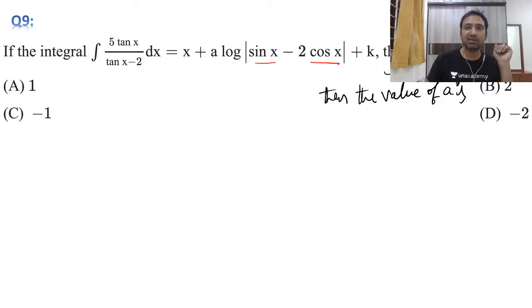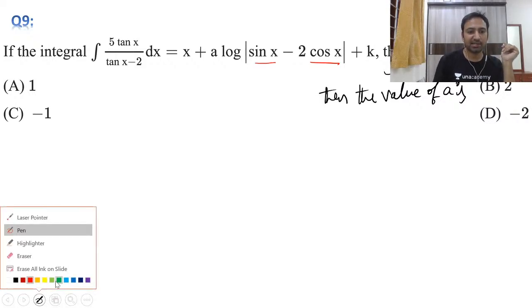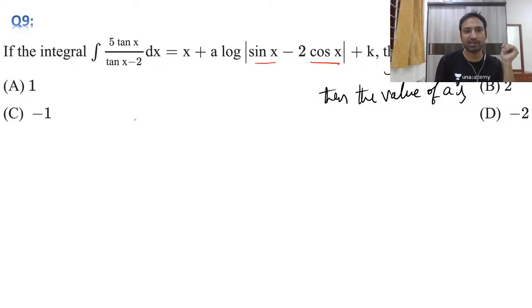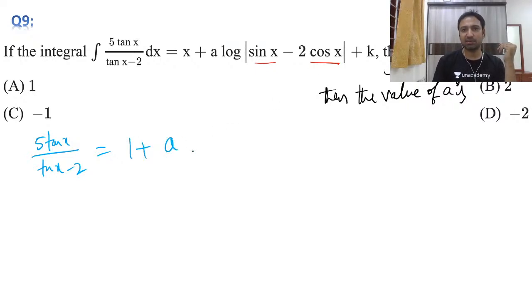That is one method. Otherwise, you can differentiate it, guys. You can differentiate both left hand side and right hand side and compare them. Let's see what I get. If I differentiate both sides, differentiation and integration get cancelled and we get 5 tan x by tan x minus 2 is equal to 1 plus a into log of sin x minus 2 cos x, which is 1 by sin x minus 2 cos x into the differentiation of sin x minus 2 cos x, that is cos x plus 2 sin x.